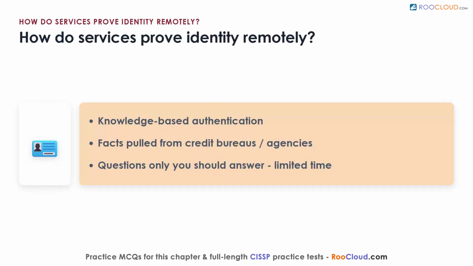How do online services prove identity for someone they never meet in person? They often use knowledge-based authentication. The service pulls facts about you from authoritative sources like credit bureaus, then asks questions only you should be able to answer, such as details about a recent car purchase or a past address. You usually get limited time to respond. Picture opening an online bank account. The bank quizzes you on your own financial history to confirm the person applying is genuinely you.